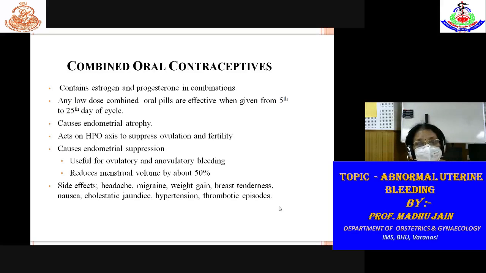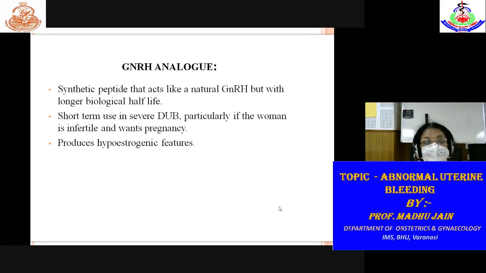Second, after the progesterone and the Mirena comes the COC, the combined oral contraceptive. Nowadays we are giving low doses. These are estrogen and progesterone. The combination is given from day 5 to 25. Its action is that it suppresses the hypothalamic pituitary ovarian axis. It is effective in more than 50% of patients, and it can be given in ovulatory and anovulatory types of bleeding. Side effects: headache, weight gain, breast tenderness, jaundice, hypertension, and a thrombotic state.